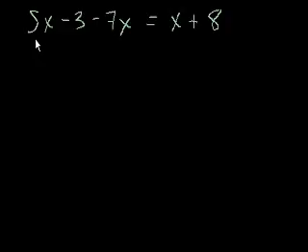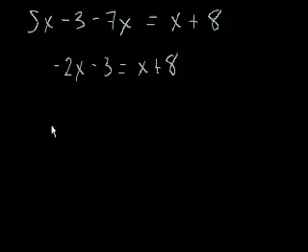So let's do the same thing. First of all, we can merge these two x's on the left-hand side. Remember, you can't add the 5 and the 3 because this 3 is just a constant term, while the 5 is 5 times x. But the 5 times x and the negative 7 times x you can merge. So you just add the coefficients. So it's 5 and negative 7. So that becomes negative 2x minus 3 is equal to x plus 8.